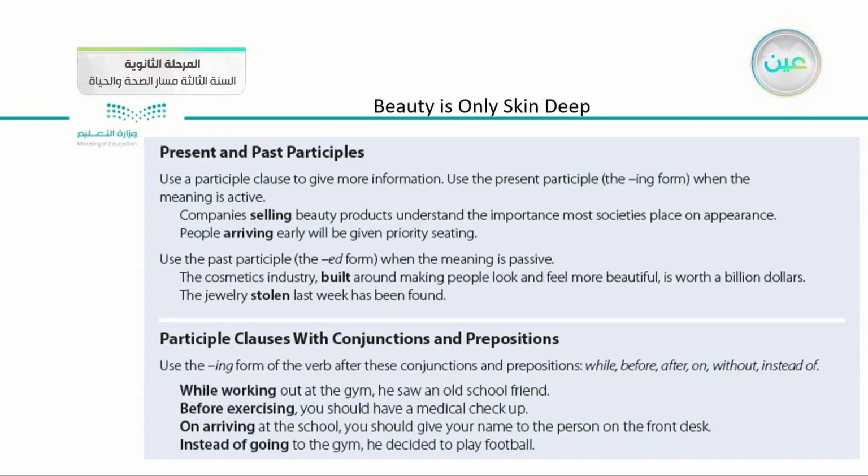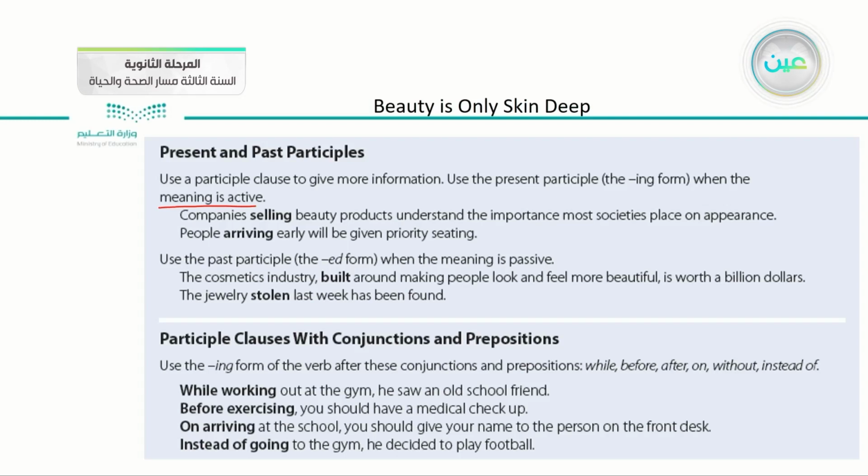After that, we have present and past participles. We talked about the past participle as an adjective. Now we have present and past participles, but not as adjectives. We use participle clauses to give more information. We use the present participle with the ing form when the meaning is active. This is the third usage that we have talked about.